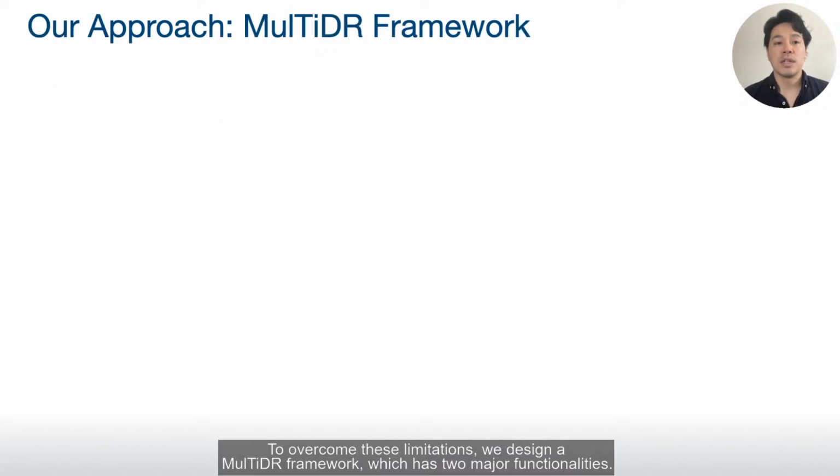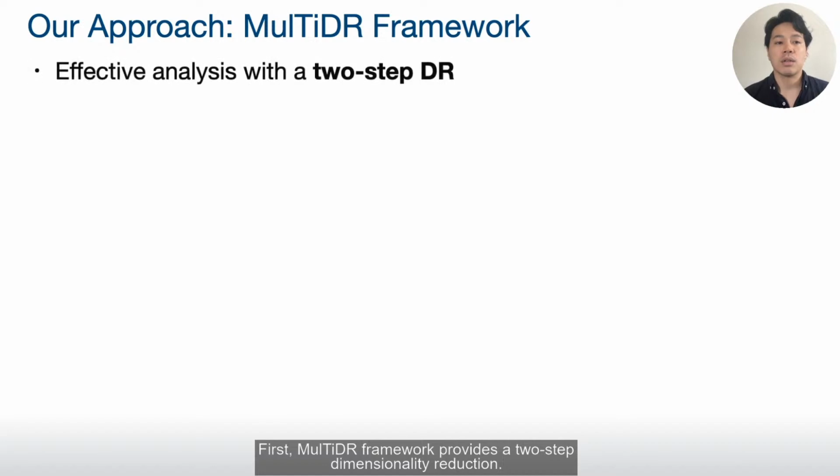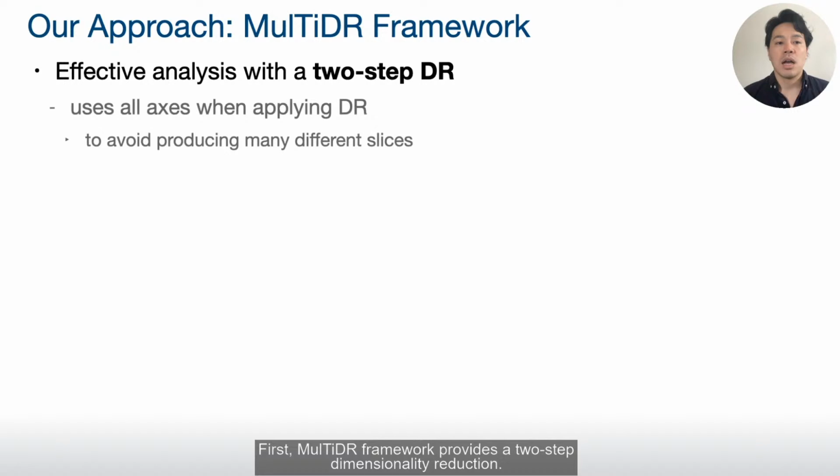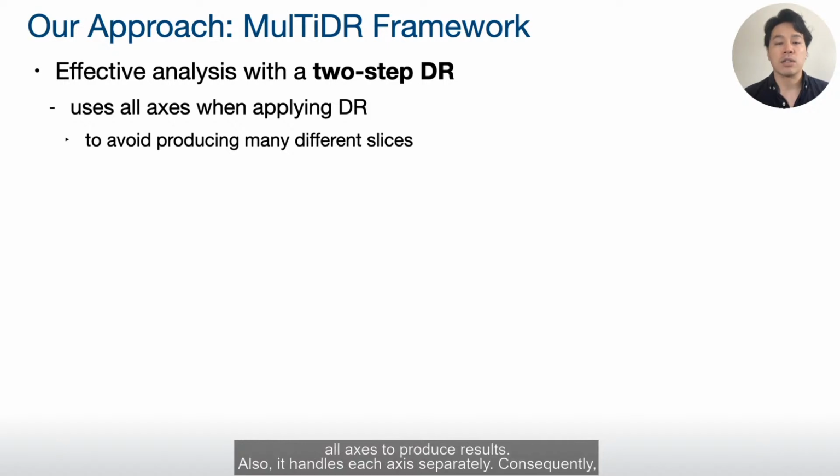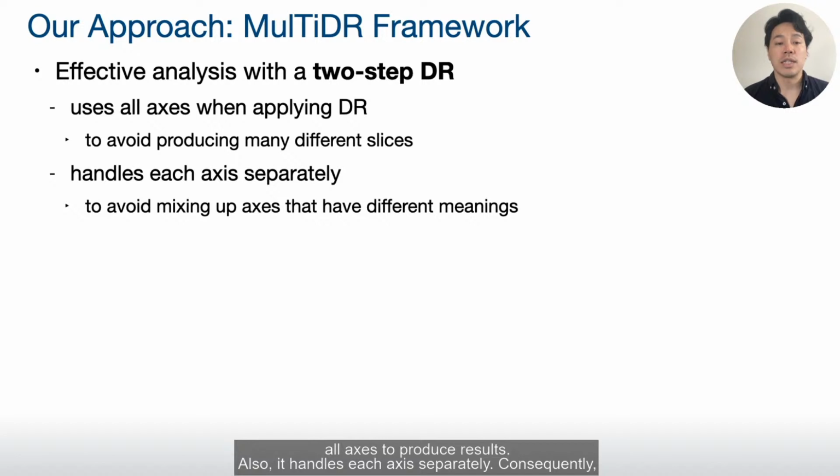To overcome these limitations, we designed multi-DR framework, which has two major functionalities. First, multi-DR framework provides a two-step dimensionality reduction. Unlike the approach using animation or juxtaposition, the two-step dimensionality reduction uses all axes to produce the results. Also, it handles each axis separately. Consequently, we can avoid mixing up different axes.